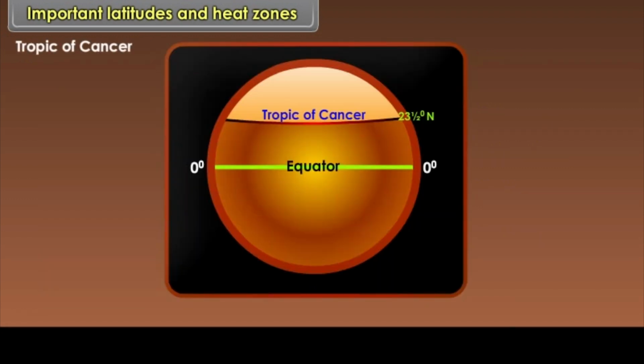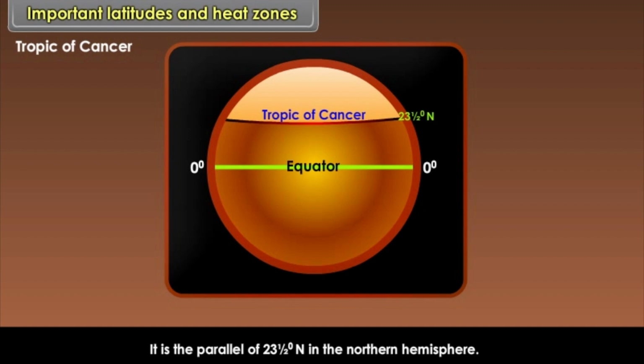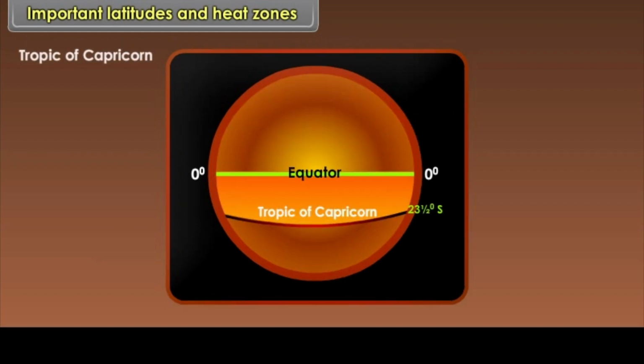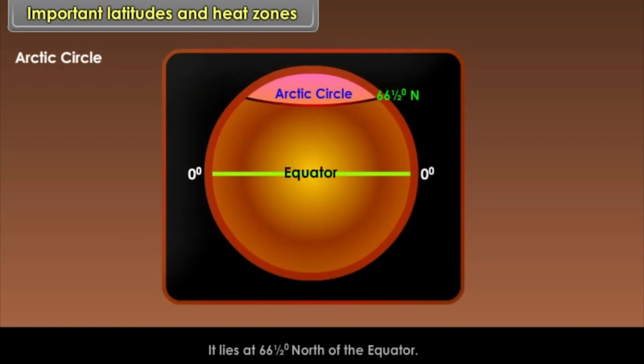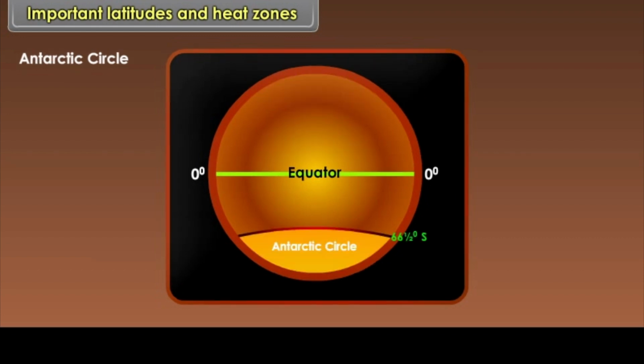Tropic of Cancer. It is the parallel of 23.5 degrees north in the northern hemisphere. Tropic of Capricorn. It is the parallel of 23.5 degrees south in the southern hemisphere. Arctic Circle. It lies at 66.5 degrees north of the equator. Antarctic Circle. It lies at 66.5 degrees south of the equator.